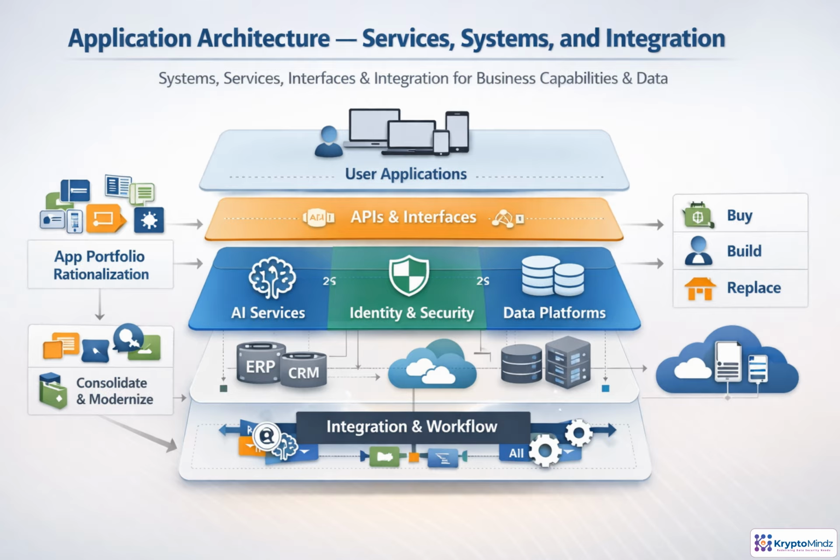This view exposes dependencies: which systems are critical, which are duplicated, and where integration is fragile. It also turns modernization into practical choices. Buy, build, reuse, retire, consolidate, or replace, based on how each application supports the target operating model.